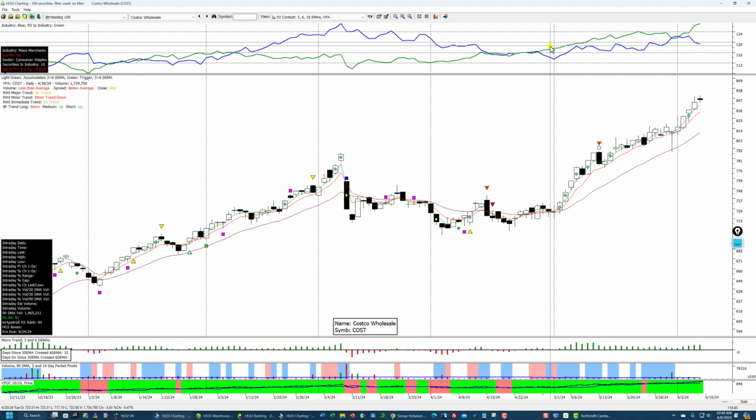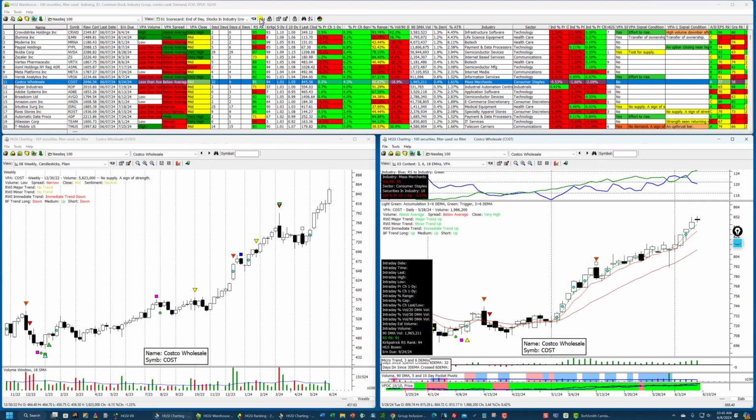And look up here at the top. The blue is the industry and the green is the outperformance of Costco to the industry. Keep your eye on stocks like Costco. You'll see if we get a hint about if this market is turning or not. But I certainly don't see it yet. It's extended. Wouldn't be buying it now.